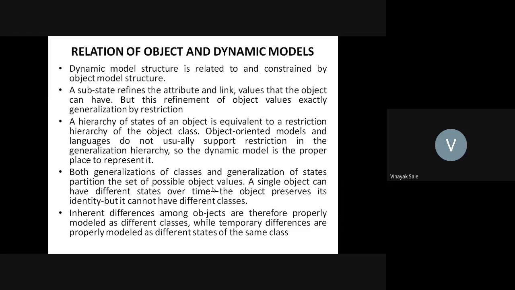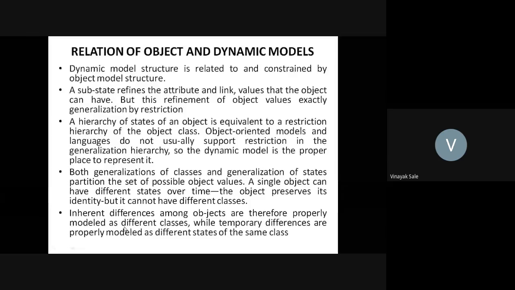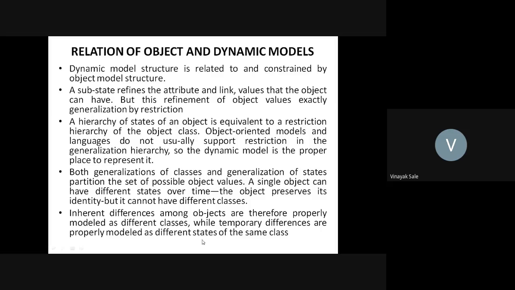Both generalization of class and generalization of state partition the set of possible object values. A single object can have different states over time. The object preserves its identity, but it cannot have different classes. Inherent differences among objects are therefore properly modeled as different classes, while temporary differences are properly modeled as different states of the same class.